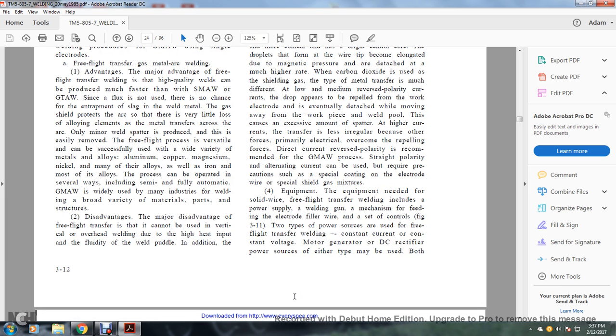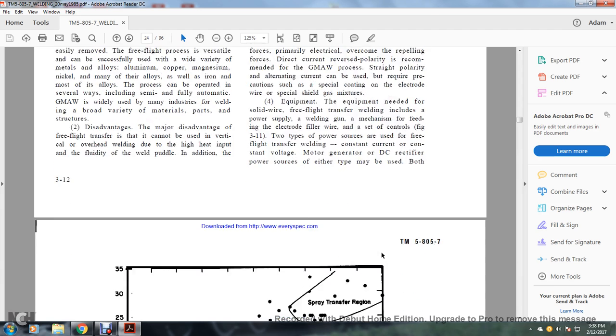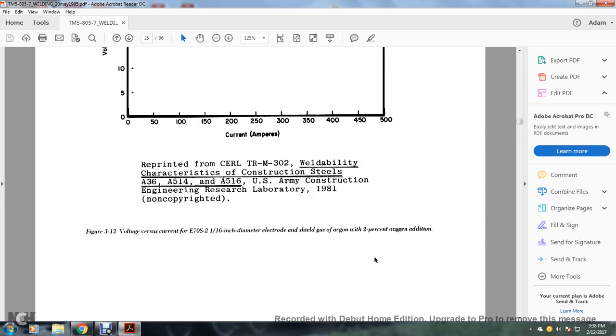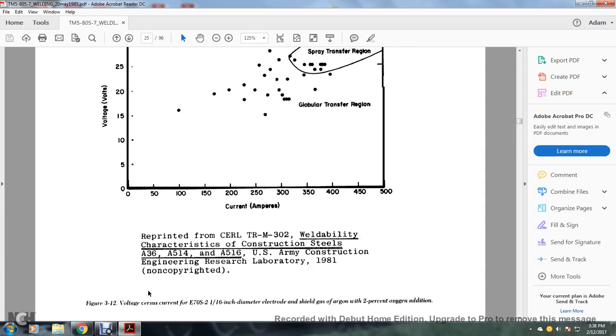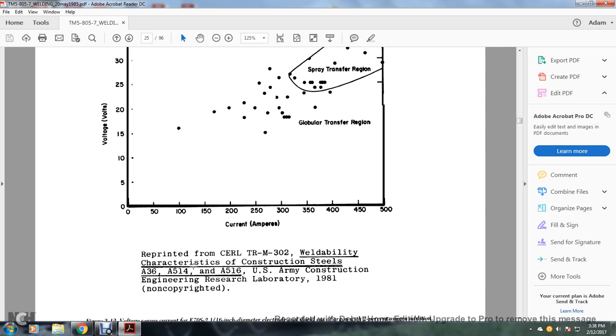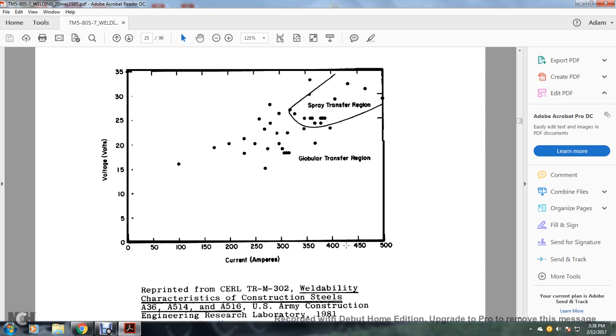A set of controls. Two types of power sources are used in free flight transfer welding: constant current, and constant voltage motor generator or DC rectifier power source. Either type may be used. Figure 3-12 is a voltage-current graph for an E70S-2, 1/16-inch diameter electrode, with argon and 2% oxygen shield gas. Current in amperes runs from 0 to 500. You have a globular transfer region and a spray transfer region between the voltage ranges of 15 and 35.